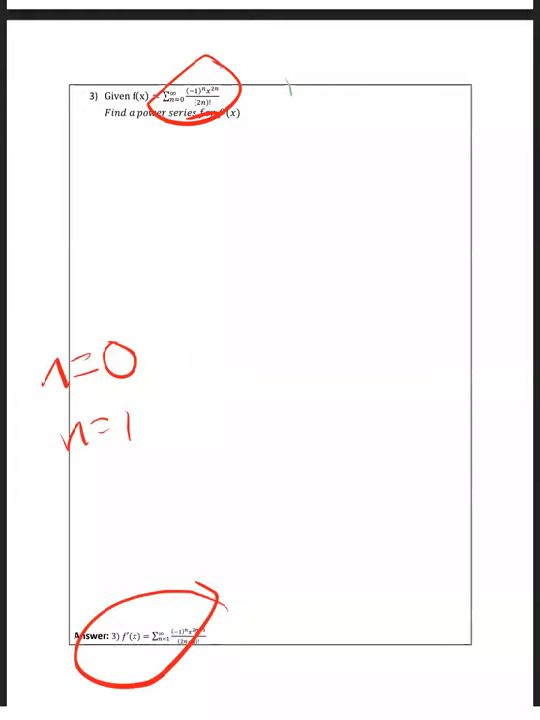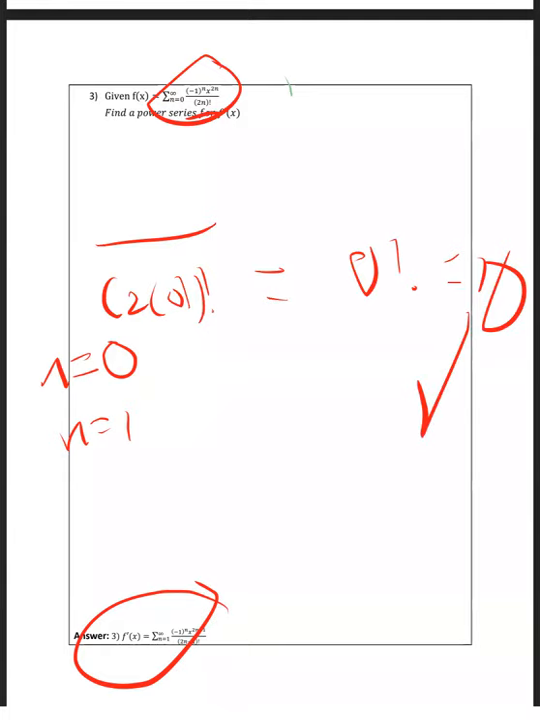This actually exists, because 2 times 0 factorial, and 0 factorial, if you remember, is actually 1. So that's why it's not 0. So it actually works. Does that make sense? Yeah, now it makes sense.